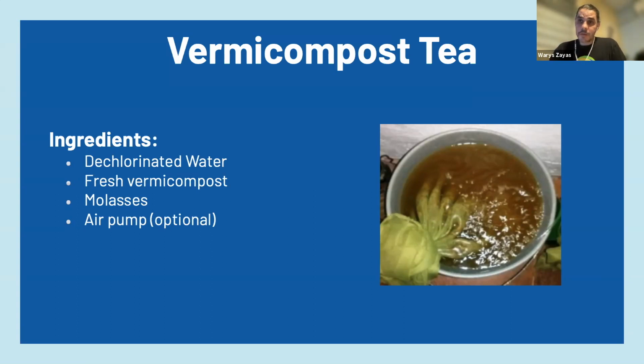The capacity depends on how much tea you are brewing, but with a small pump, you can brew 5-10 gallons of compost tea. So what's the reason I use the air pump? Because when we apply air, that enhances the reproduction of the microorganisms.